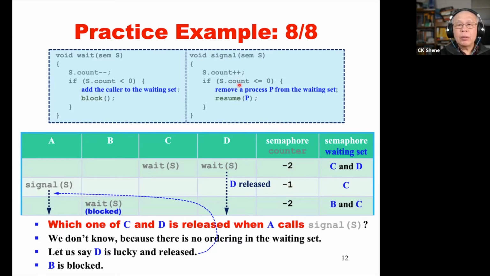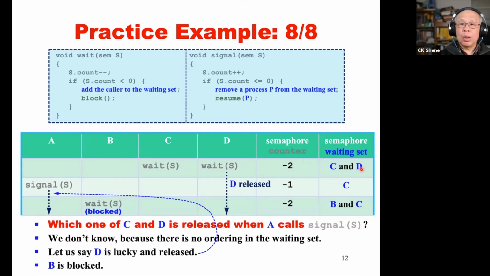So the value of the new counter is less than or equal to 0. Therefore, we're going to remove a thread from the waiting set and resume its execution. So the trick is here. We have C and D in the waiting set. Which one is going to be released? Because the waiting set is not ordered, we don't know which one will be released.